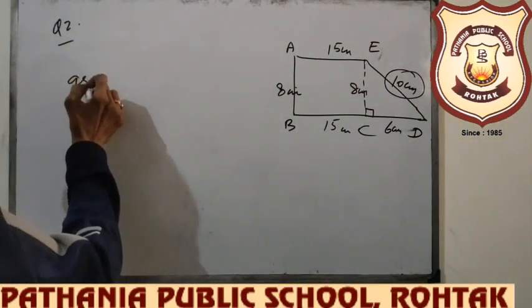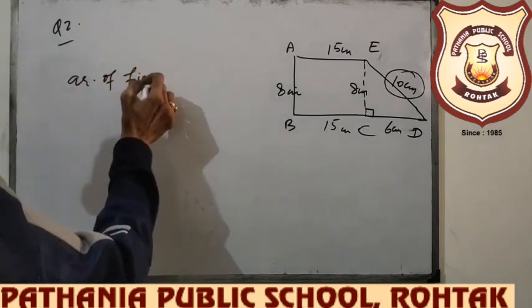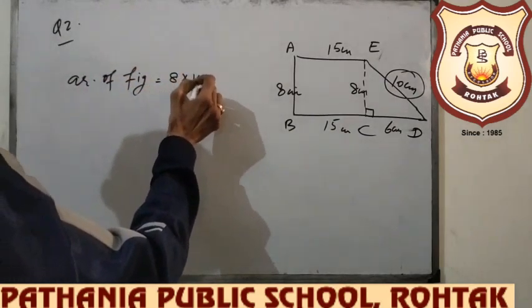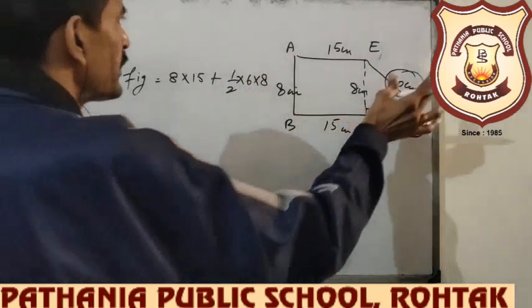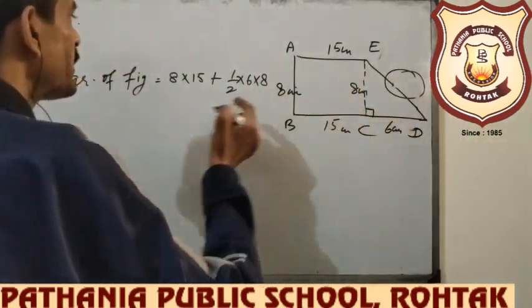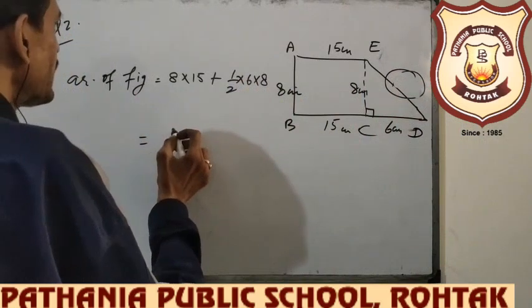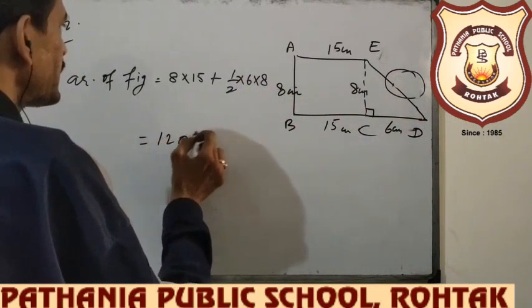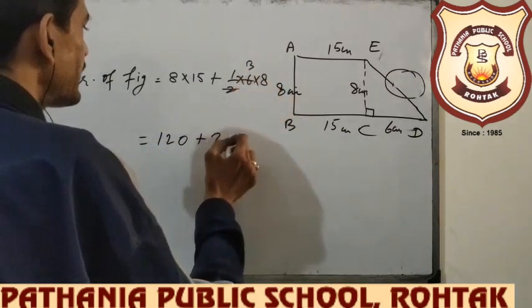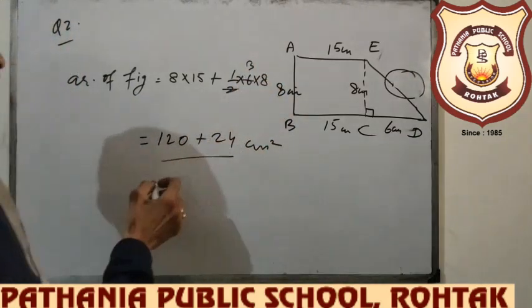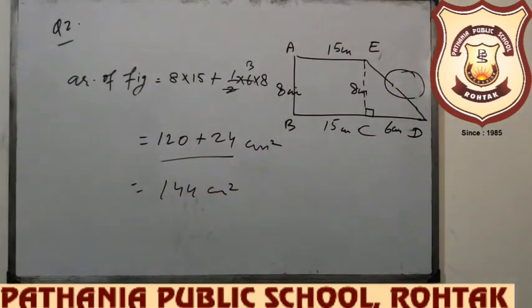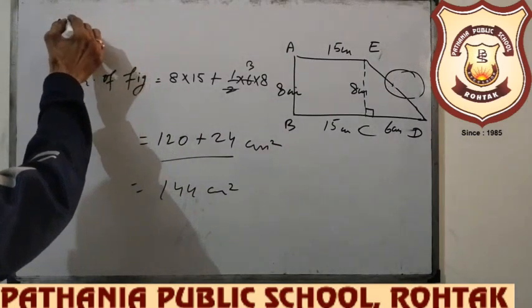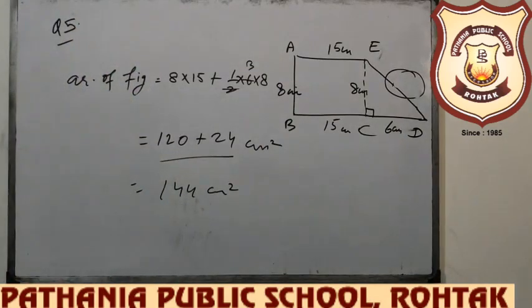So area of figure is what? Area of rectangle, that is 8 into 15, plus area of triangle, half into base into height. So you can calculate: 120 plus 2 3 is 6, 8 3 is 24, this much centimeter square. That is 144 centimeter square. So in this way, this is question number 5. So you can complete it.